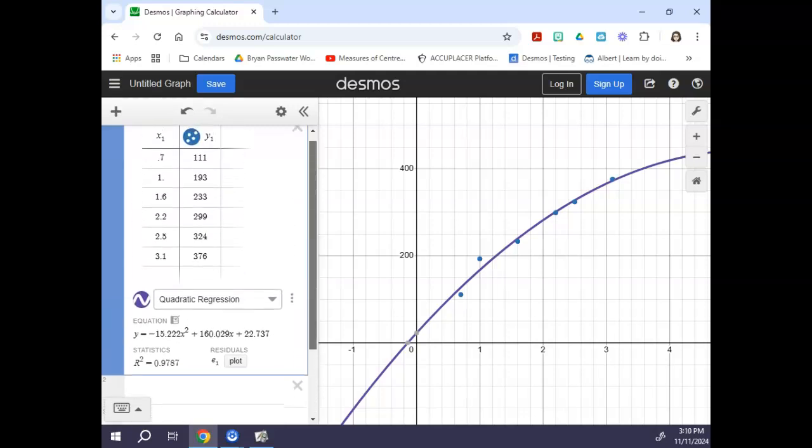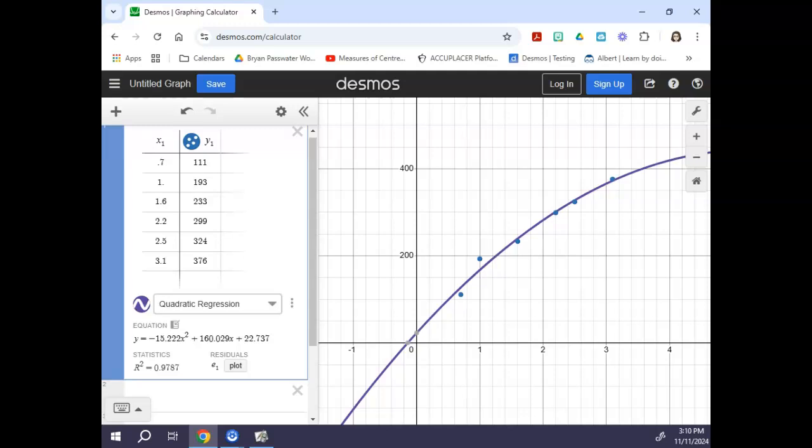Hang on a second. Mine does not match the key. I wonder if I typed something in wrong. 193, 233, 299, 324, 376. Oh, I sure did. It's supposed to be 1.3. Just didn't like my 3. There we go. Okay, didn't match what I did on paper.